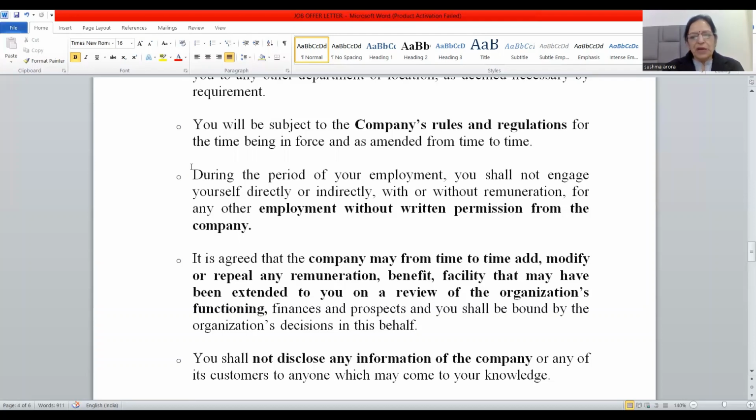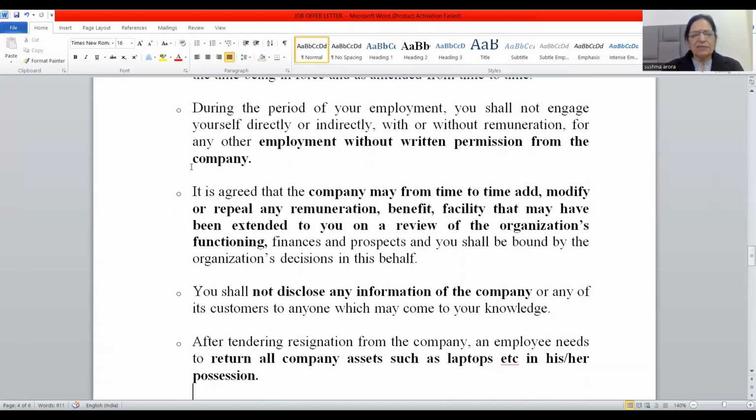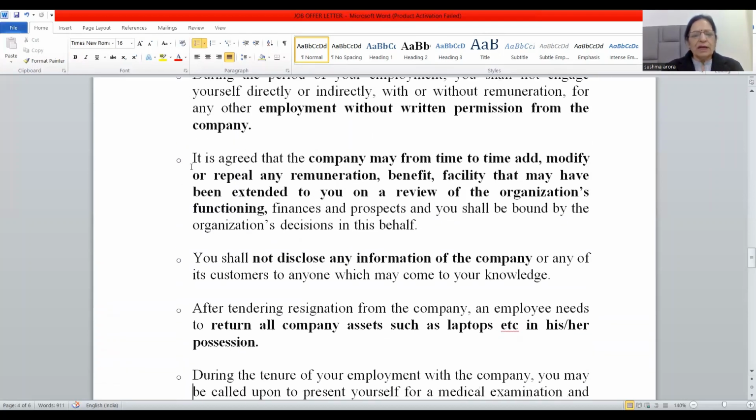Company has a right to add, modify or repeal any remuneration, any benefit, any facility which must have been given to the employee. Then you shall not disclose any information of the company or any of its customers to anyone which may come to your knowledge. So that is there, friends. Of course, every information has to be kept secret. The confidential information should not be disclosed by the employee of the company to anyone.